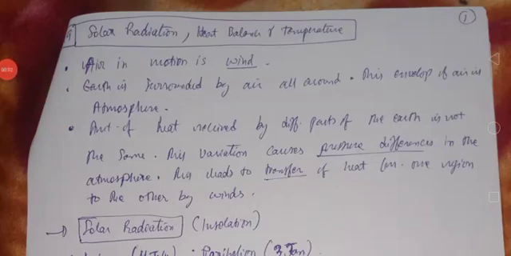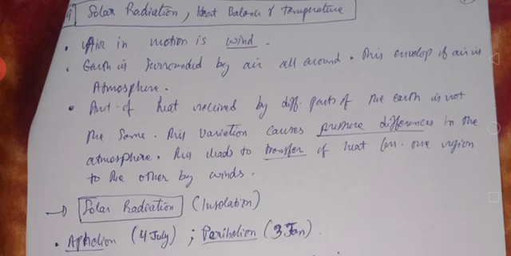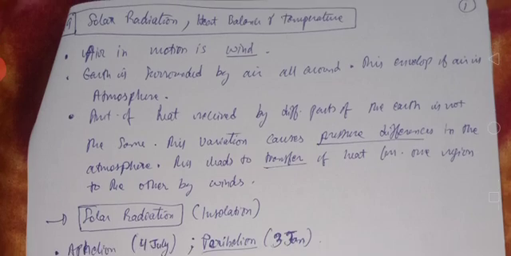Chapter number 9, Solar Radiation, Heat Balance and Temperature. So what is wind? Air in motion is called wind. Second point, Earth is surrounded by air all around. This envelope of air is the atmosphere.